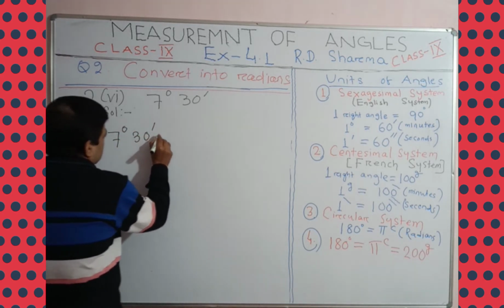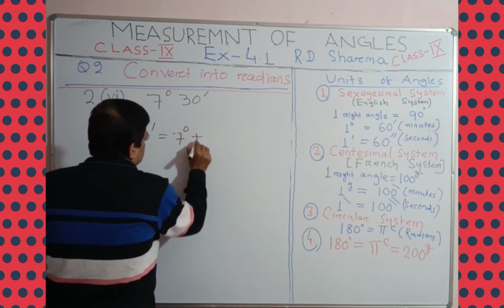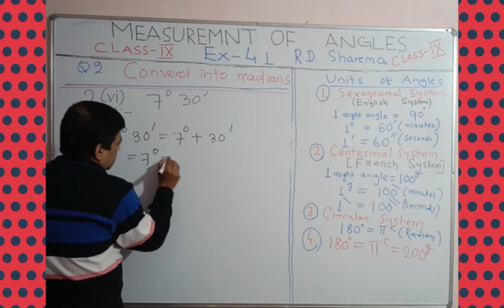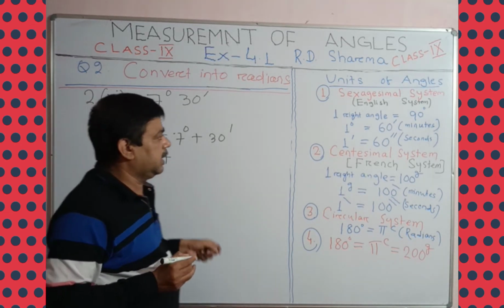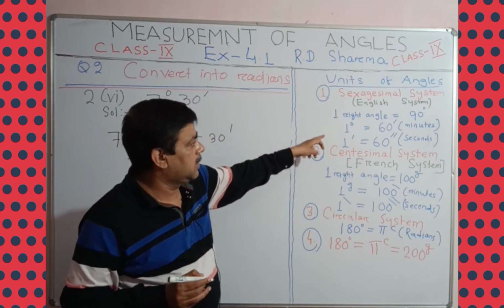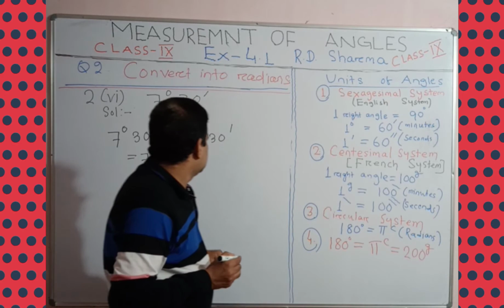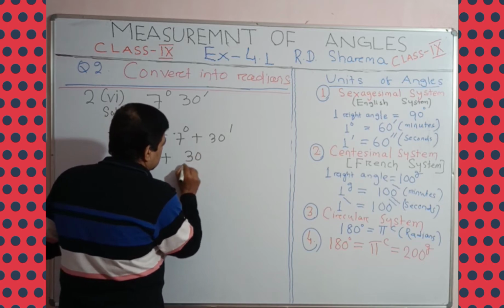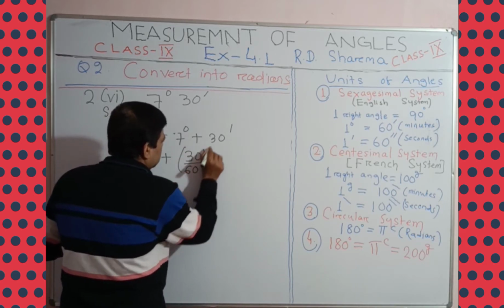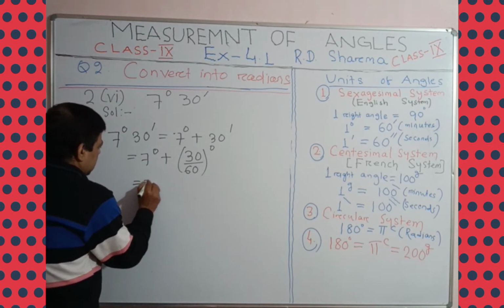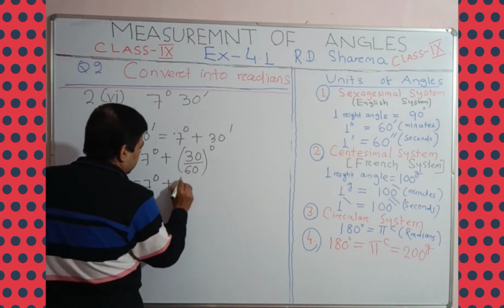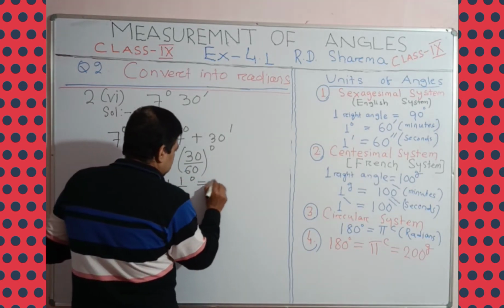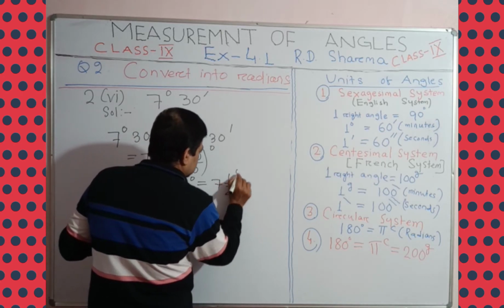What will we do here? 7 degree plus 30 minute. Can you write or not? Again 7 degree, and this 30 minute we can convert into degree. As per the sexagesimal system, 1 degree is equal to how much? 60 minute. It means 60 minute is equal to 1 degree, and here 30 minute is equal to 30 upon 60 degree, or not? Yes. So 7 degree plus 30 divided by 60, which is 1 by 2. Can you cancel? 1 degree, and that is equal to 7 whole 1 by 2 degree.